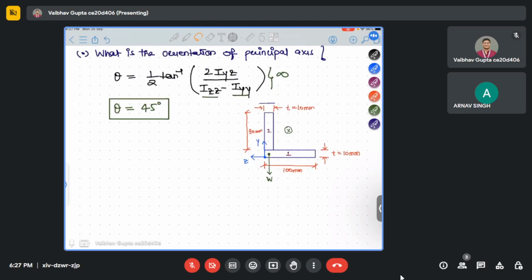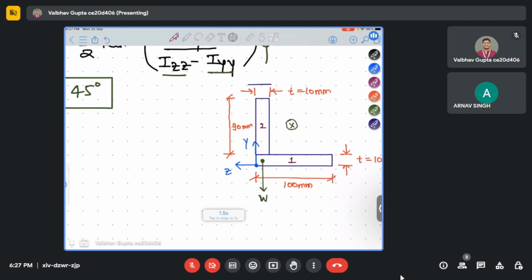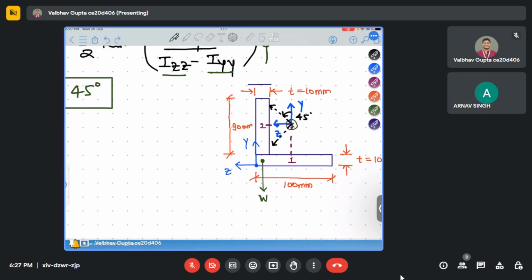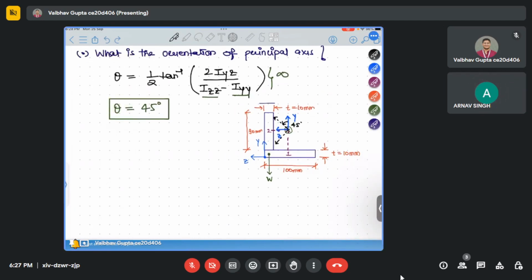So I will tell you how this theta will portray here in the figure. See, this is CG. Okay. So here, this is our y-axis. This is z-axis. Okay. So it is in the direction of this 45 degree. This is 45 degree. Understood? Yes, sir. So this is the principal axis. Understood how it is looking like?